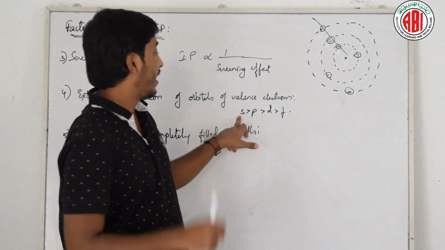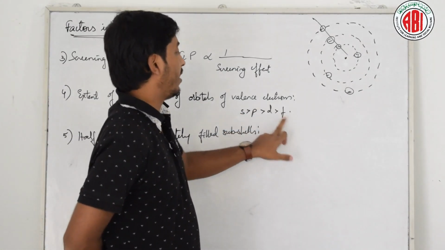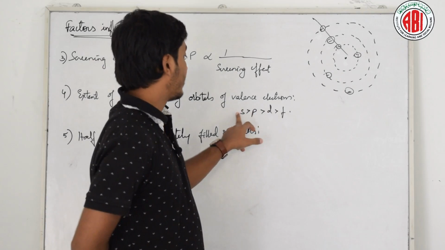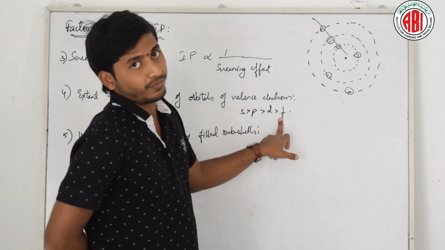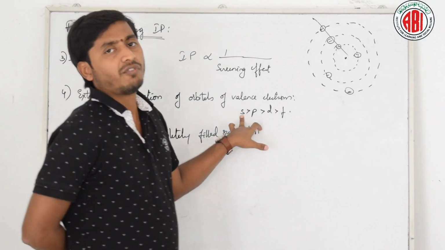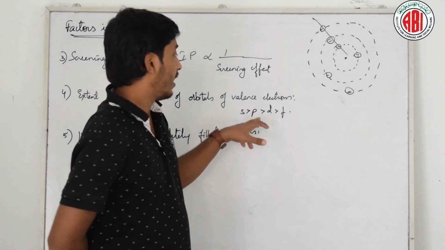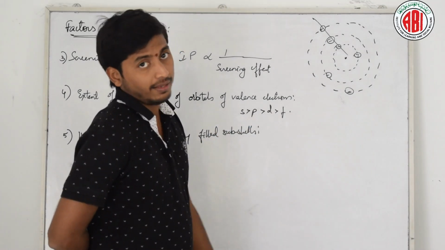That's why penetration is very high for s orbital when compared to p, when compared to d, and when compared to f. This is the order of penetration, right? If my valence electron is in an s orbital, then what does that mean? That is, IP should be high when compared to these three.